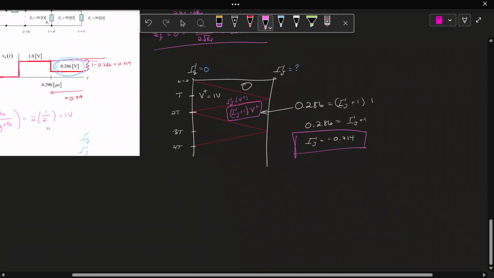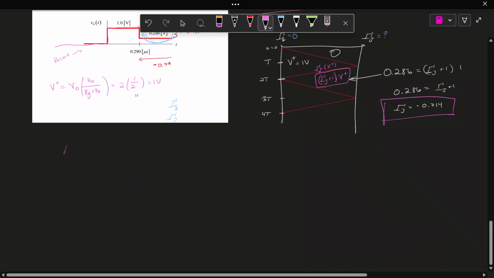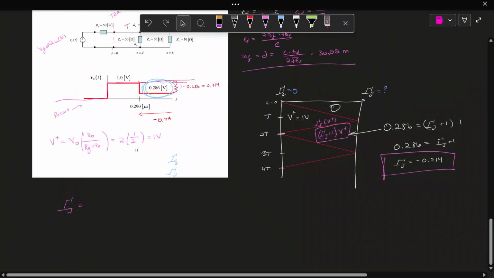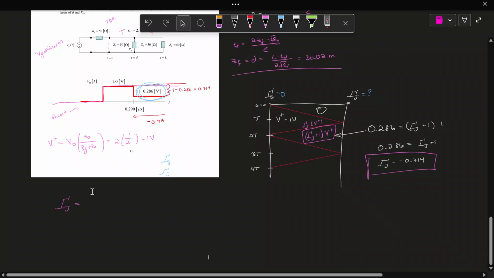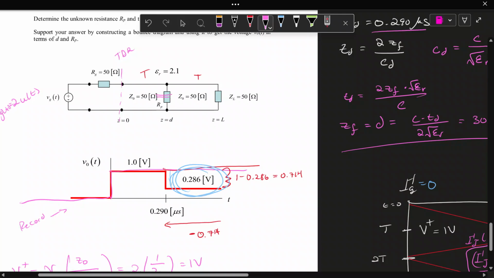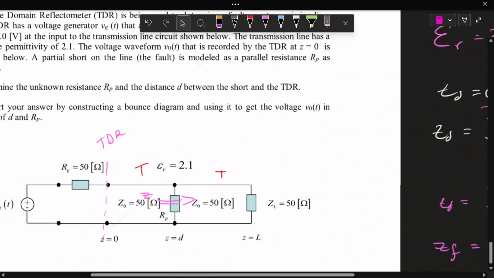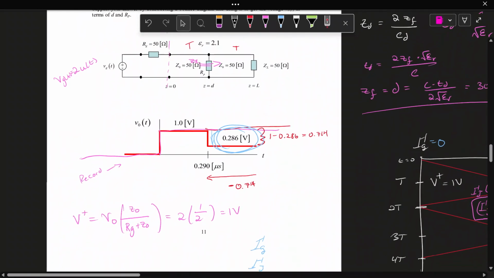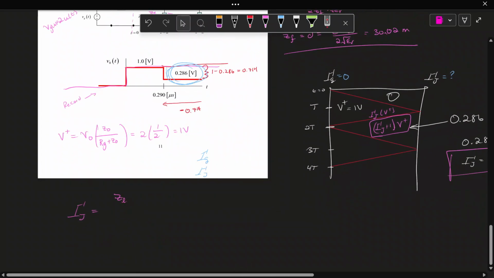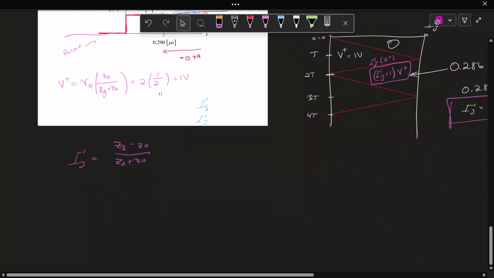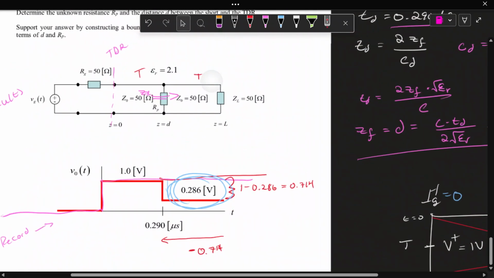Well, what's so important about gamma J? Gamma J is going to be equal to the resistance, or I guess we can put impedance, as seen from this source. So we have Z as seen from the source, and I'll put ZL for Z load. It sees the fault resistor and load. ZL is minus your initial Z naught divided by ZL plus Z naught. This is the equation for a reflection coefficient. ZL is the impedance as seen by our source.